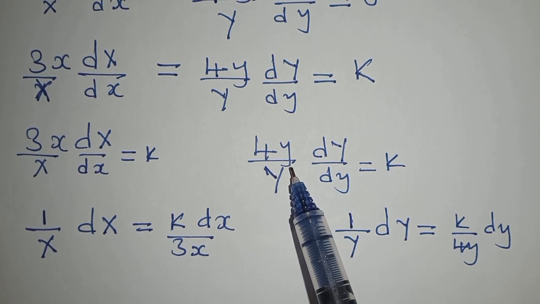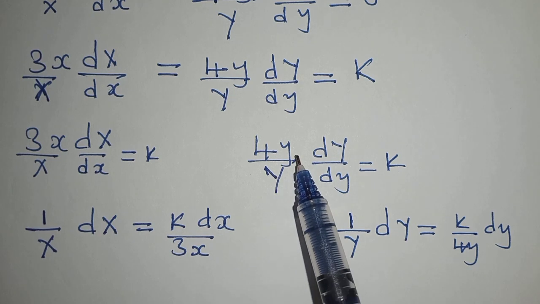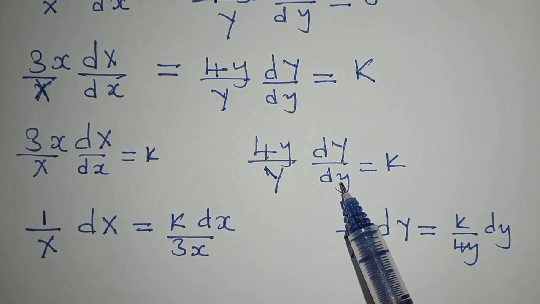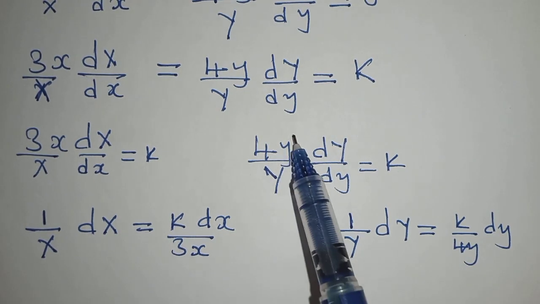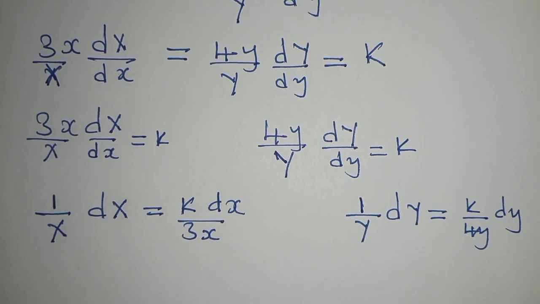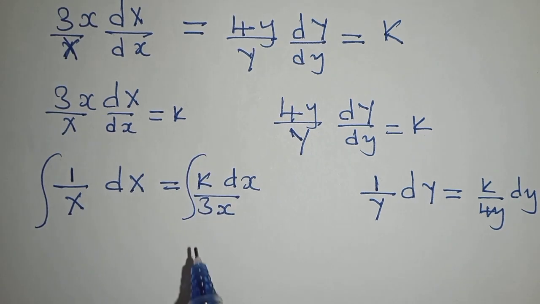Remember, I said what has got a capital Y or capital X should remain to the left side, and then with small letter y to the right side. So this one I cross multiplied, it went there, and then I divided by this. So this is how I came up with this. So now here we integrate both sides.